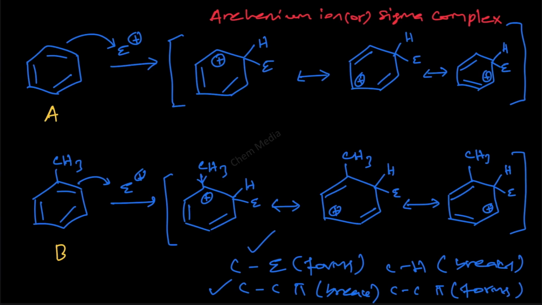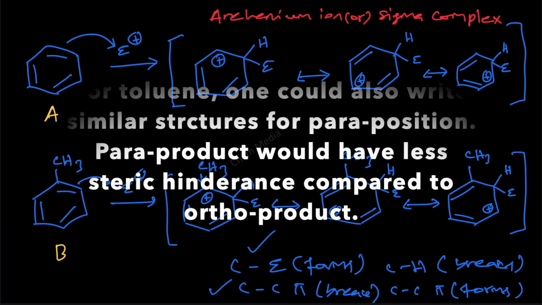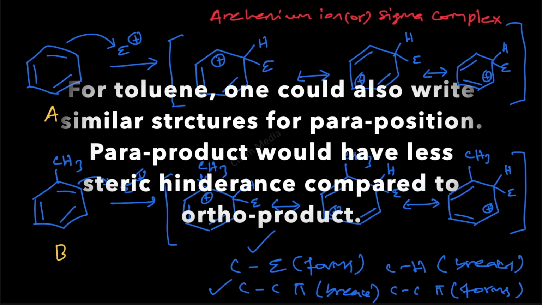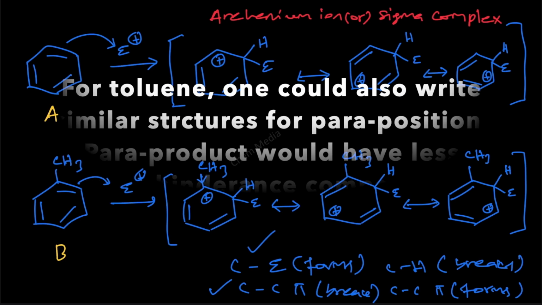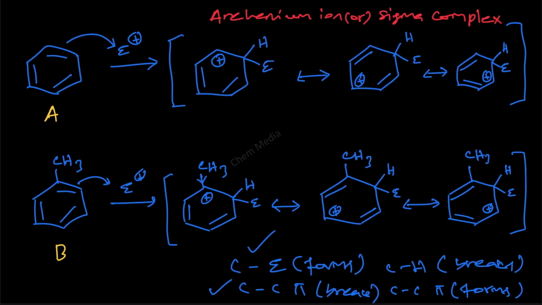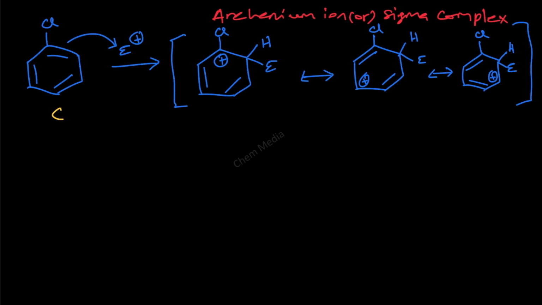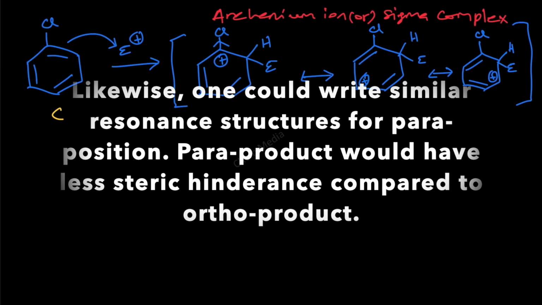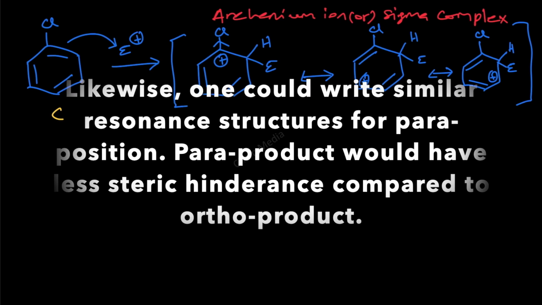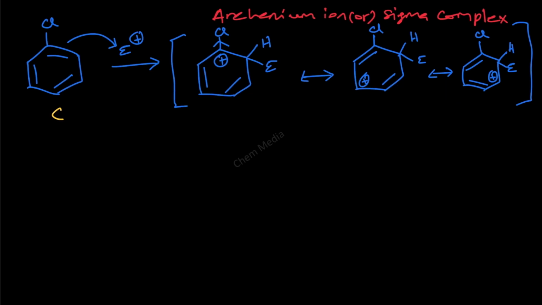So because we have positive inductive effect due to methyl group, the arrhenium ion will be more stable. So therefore the reactivity of B will be very high. Therefore that should come first. Let's look at the arrhenium ions when chlorobenzene undergoes electrophilic aromatic substitution. Here chlorine is an electron withdrawing group and therefore we have negative inductive effect. Therefore compared to methyl benzene, chlorobenzene would be less reactive.